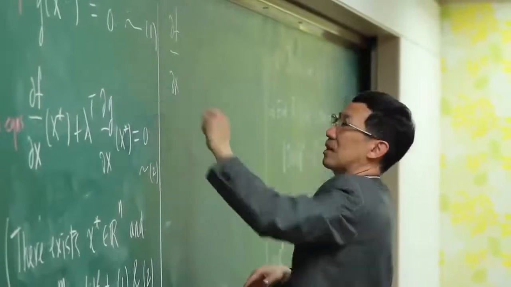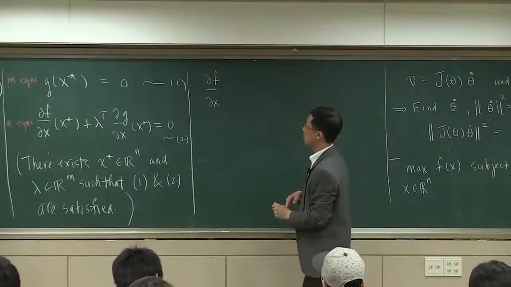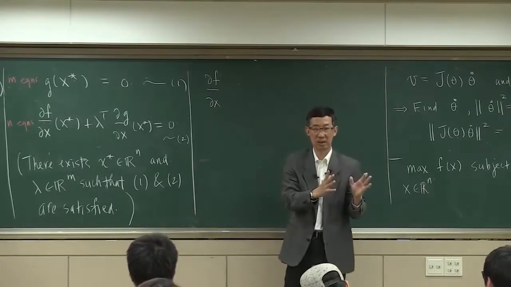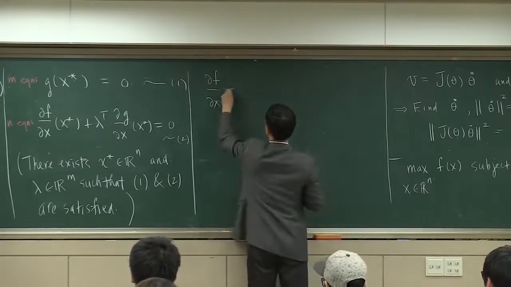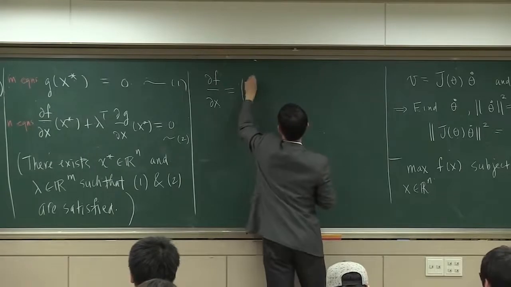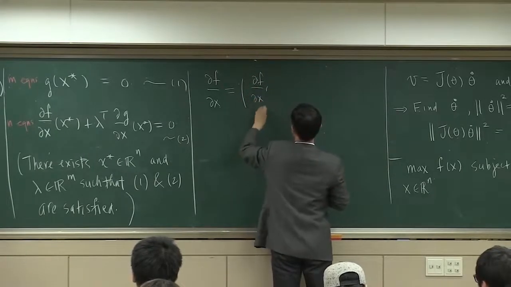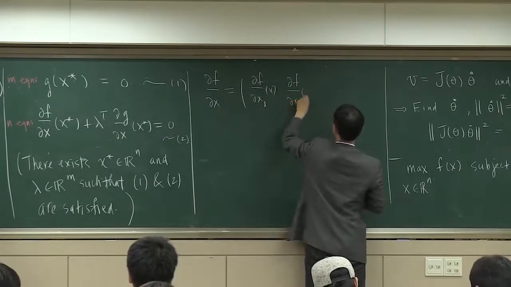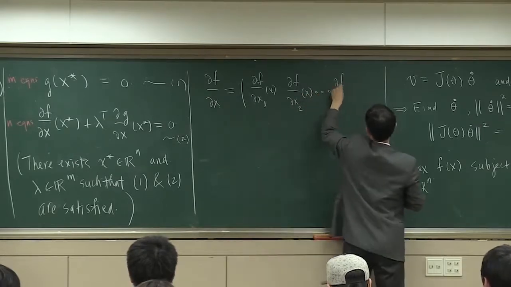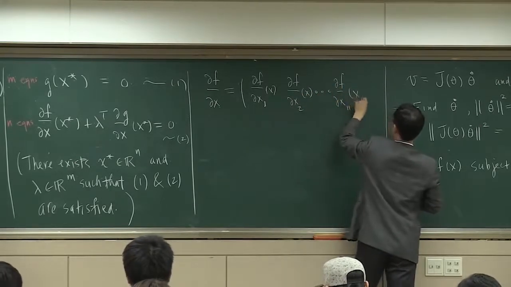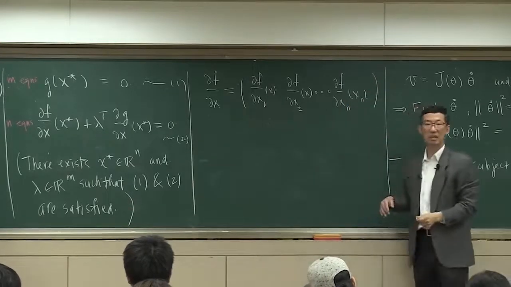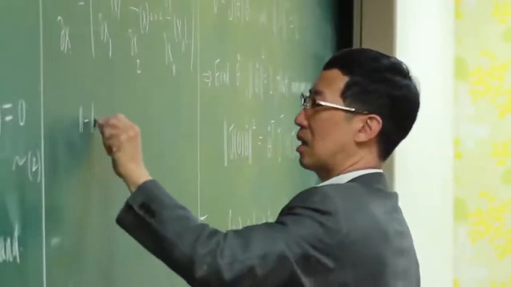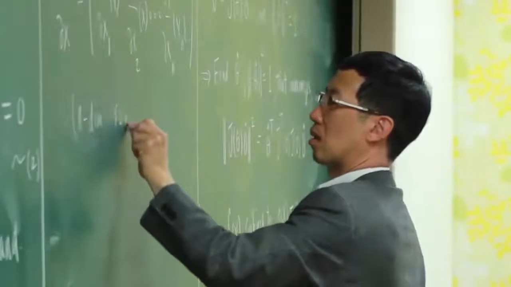df dx. Remember f is something that takes an n-dimensional vector and produces a scalar. So df dx is going to be a row vector: df dx1 as a function of x, df dx2 as a function of x, up to df dxn. So it's an n-dimensional row vector.